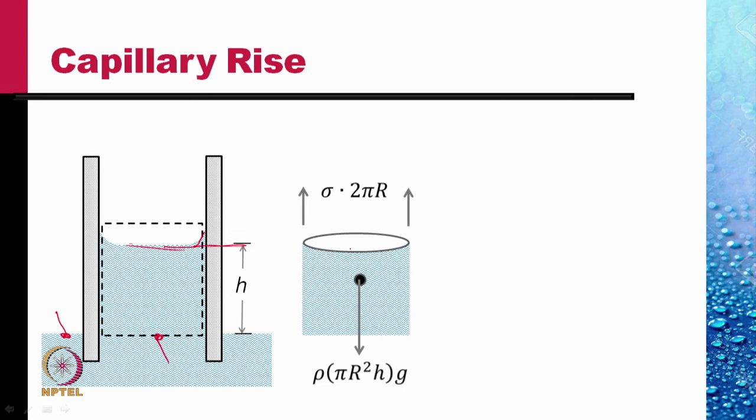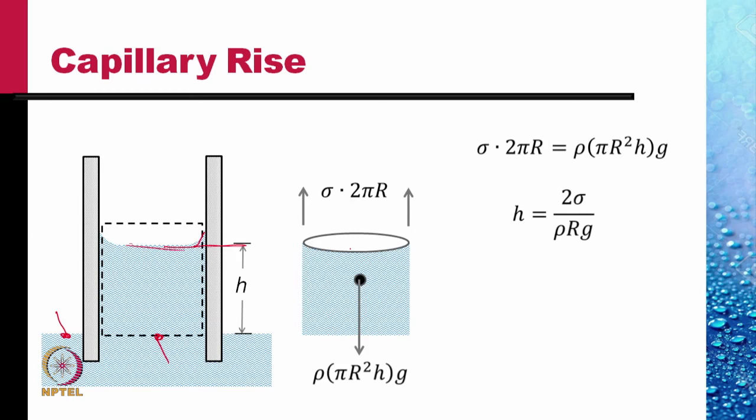Clearly, at equilibrium, the two forces must balance, and therefore we get a capillary rise h is equal to twice sigma divided by rho R g. The larger the value of R, the less is the capillary rise.